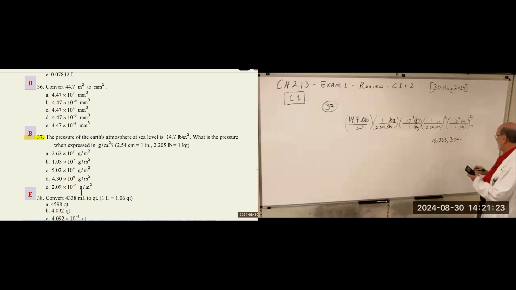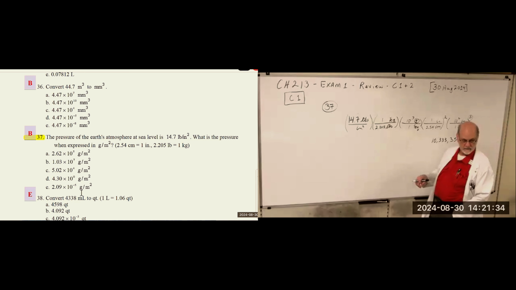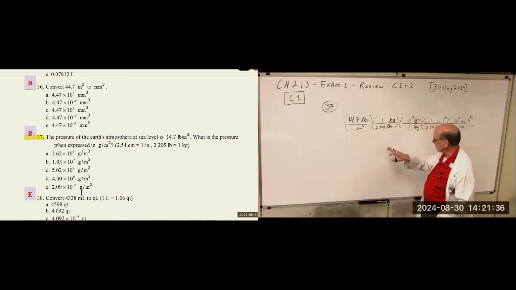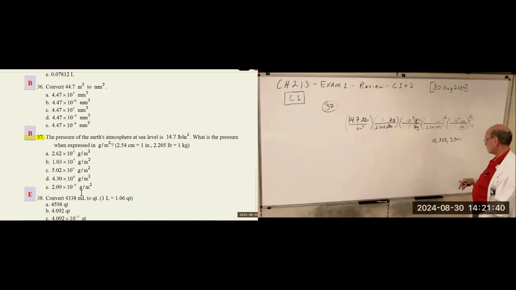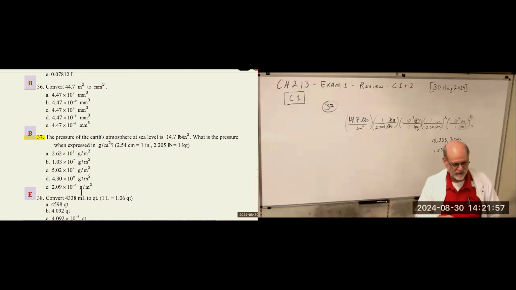All conversion factors are exact numbers. They don't limit your number of significant figures. Only the starting number does. So 14.7 has 3 significant figures. We're limited to this one right here. So we're going 1, 2, 3, 4, 5, 6, 7. But only 3 significant figures. 1.03 times 10 to the 7th. That would be B.